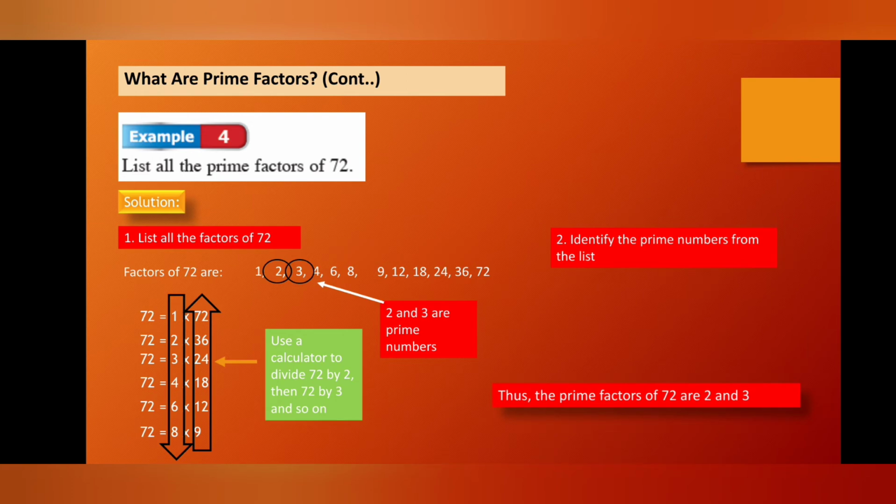Thus, the prime factors of 72 are 2 and 3.